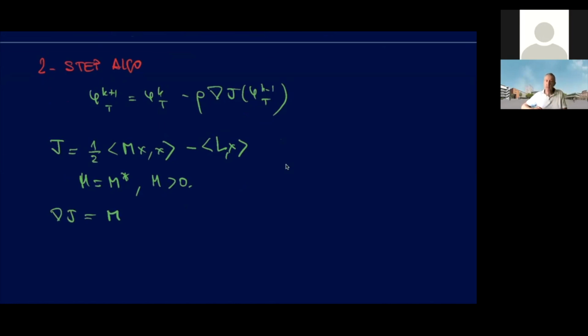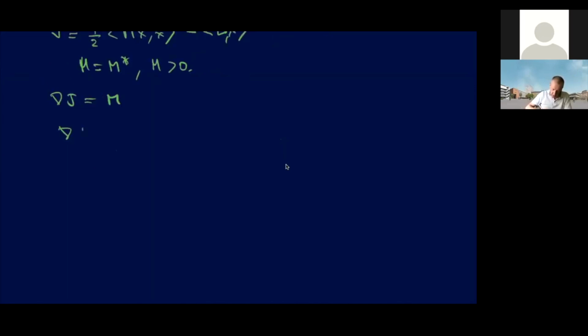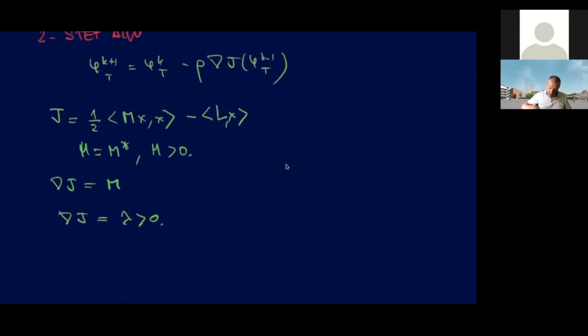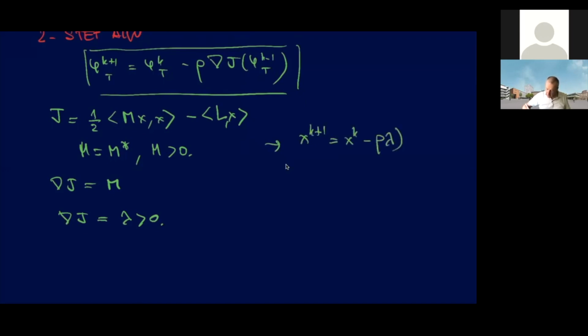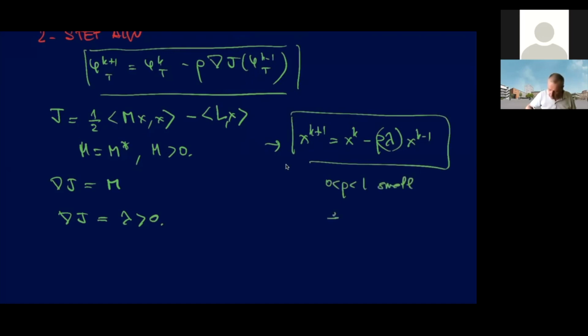The matrix M can be decomposed into eigenvectors. If I look at the gradient in each direction of the space given by the canonical basis of eigenvectors, then the gradient of J is just a positive eigenvalue. So the question I am being asked is, can you please discuss the convergence of the iteration x k plus 1 equal x k minus rho lambda, because gradient J is lambda, times x k minus 1. Is it true that for rho small, x k converges to the fixed point?